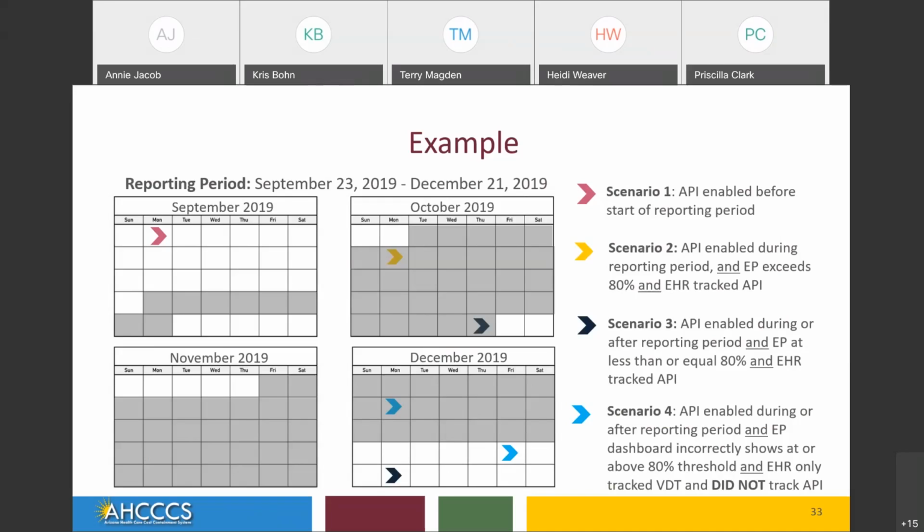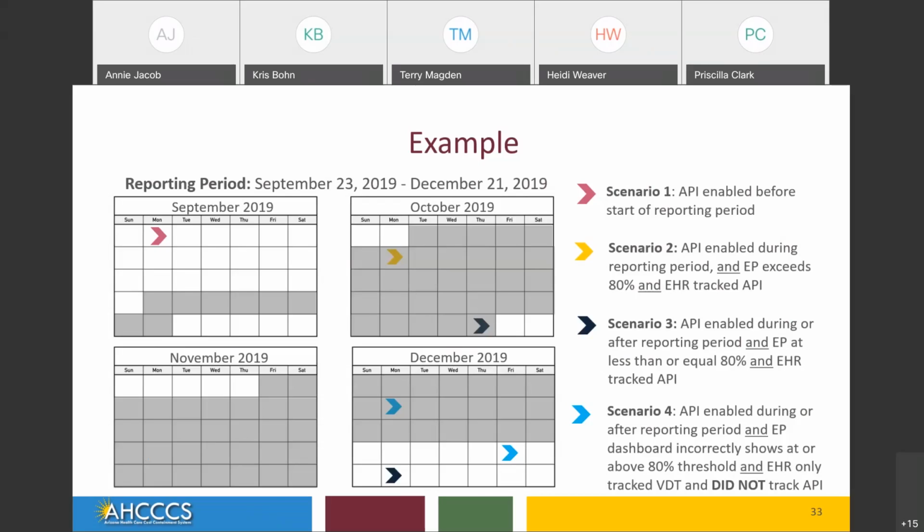Moving to scenario 4, it's going to be a blue arrow. As you can see, EPs that fall into scenario 4, their API can be enabled during or after the reporting period. Let's look at that first blue arrow, which is in the December calendar in the gray area. It shows that the API was enabled during the reporting period, and if the EP's dashboard incorrectly shows at or above 80% threshold, and the EHR only tracked BDT and did not track API, the EP falls into scenario 4.